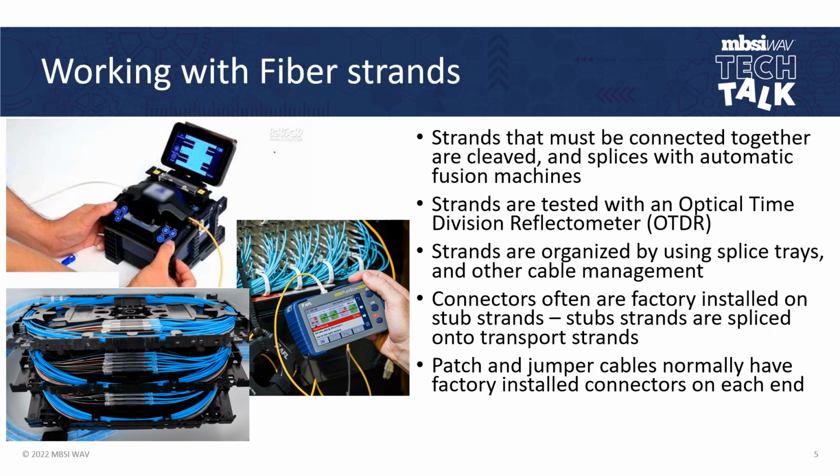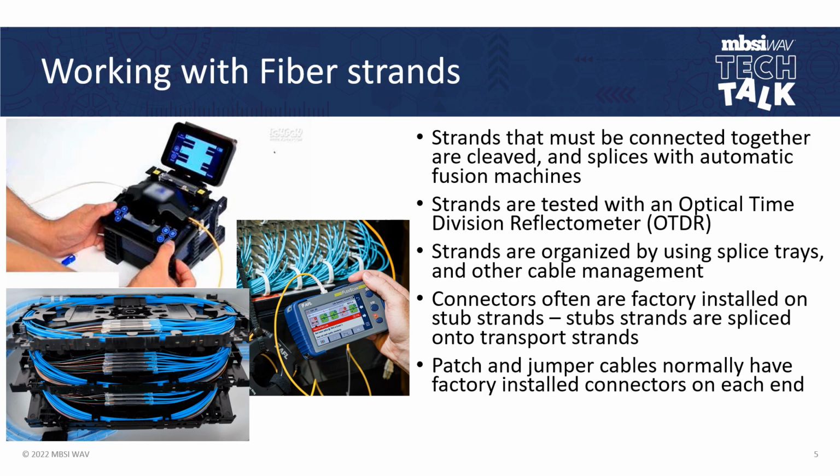The strands are organized into splice trays within a splice housing. And so the job of the cable splicer is to splice the strands together according to the design plan, and then organize the cables. As you can see there in the bottom left-hand corner of the slide, we see a group of splice trays that are together, that are loaded up with strands that have been spliced together, and makes for a very, very neat outside plant system.